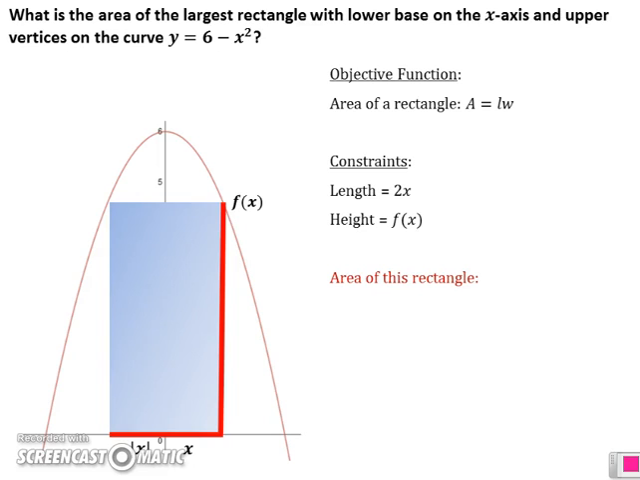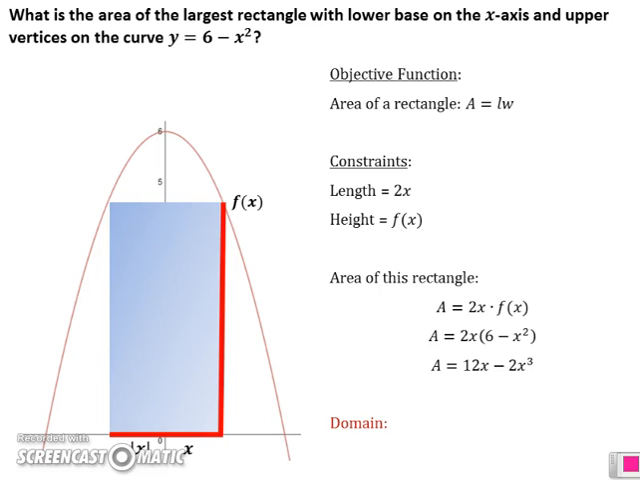So if we plug that into our area function, we have 2x times f of x, and f of x is actually 6 minus x squared. So here's our area equation for any rectangle. And now I distributed here because the next thing we're going to do is take the derivative.